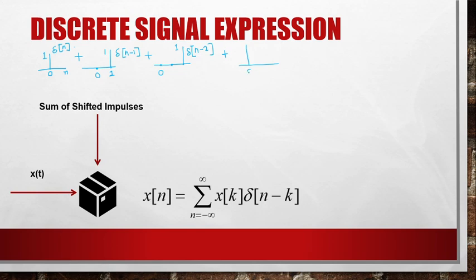So this is 0. So 1, 2, 3. So here my delta is there, and I am adding all the delta functions, right? So what is going to happen now?